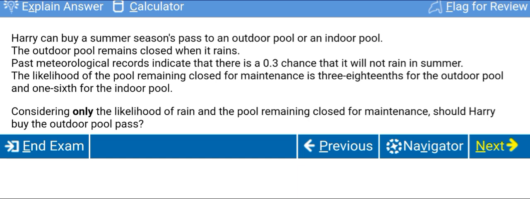Harry can buy a summer season's pass to an outdoor pool or an indoor pool. The outdoor pool remains closed when it rains. Past meteorological records indicate that there is a 0.3 chance that it will not rain in summer. The likelihood of the pool remaining closed for maintenance is 3/18 for the outdoor pool and 1/6 for the indoor pool.